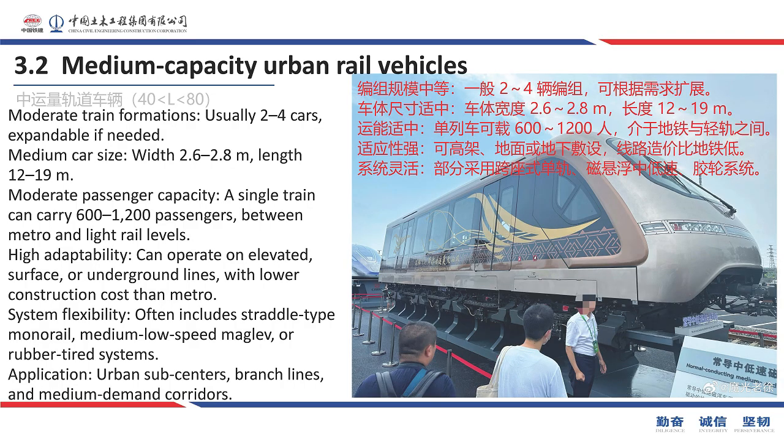Advantages of medium capacity. These systems can be built underground, elevated, or on the surface. They are cheaper than metro systems, making them suitable for branch lines or medium-demand corridors in large cities.